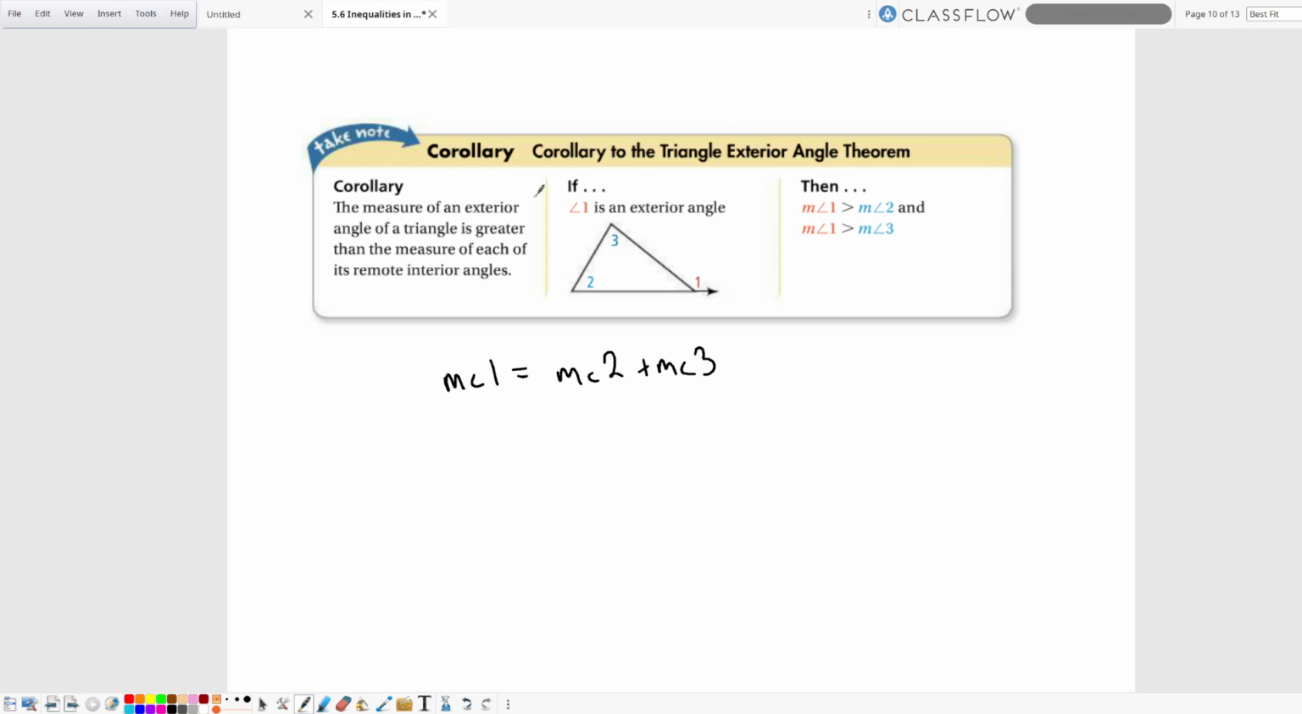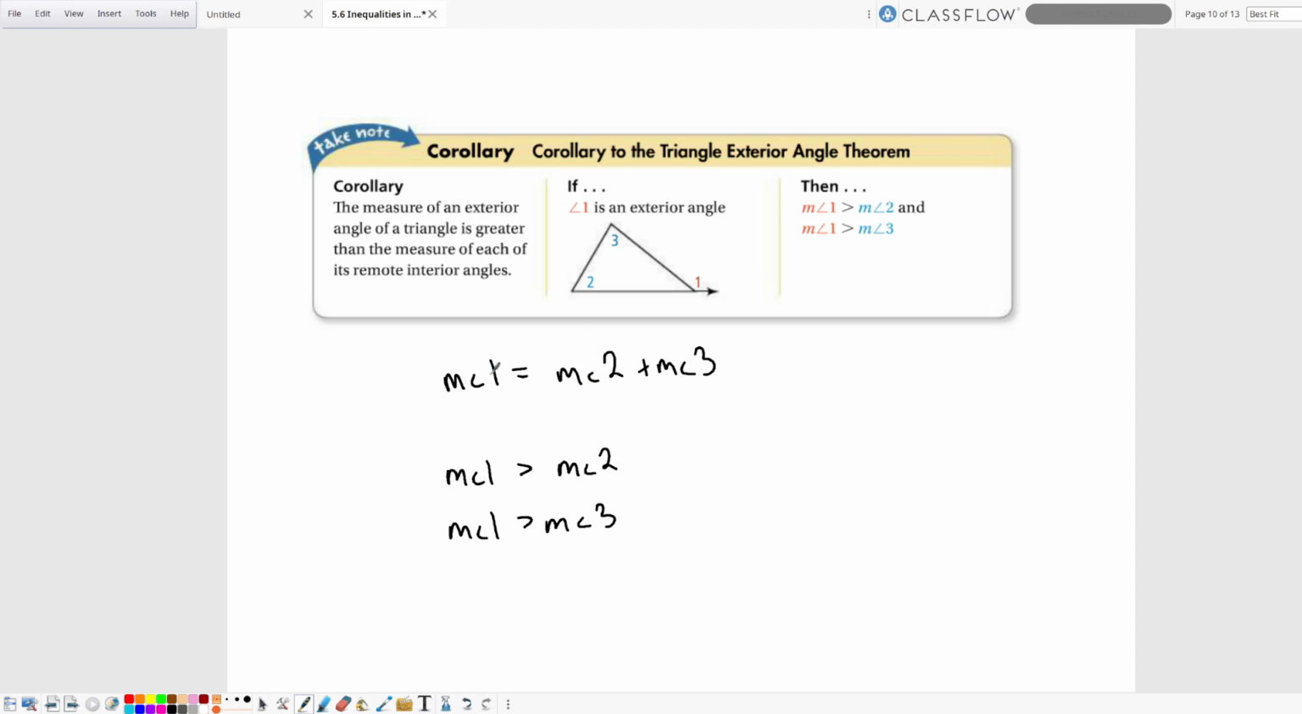Now, a corollary is taking something that we've done previously and making a slight variation on it. If I know that the measure of angle 1 is equal to the measure of angle 2 plus the measure of angle 3, I should also be able to state that the measure of angle 1 is larger than the measure of angle 2, and that the measure of angle 1 is larger than the measure of angle 3. The reason is that I have subtracted one value from the right side and done nothing on the left side, so therefore my equation is no longer true. It is now an inequality.